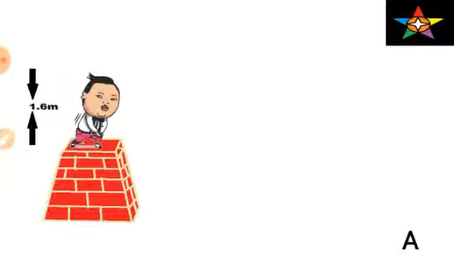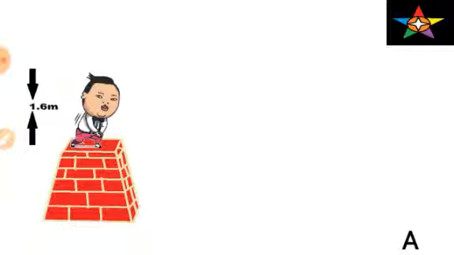Now we understand our question. We are given a statue whose height is 1.6 meter and it is on a pedestal, and there is a point on the ground from where the angle of elevation to the top of the statue is 60 degrees, and from the same point the angle of elevation to the top of the pedestal is 45 degrees, and we are required to calculate the height of the pedestal. Now we solve our question.